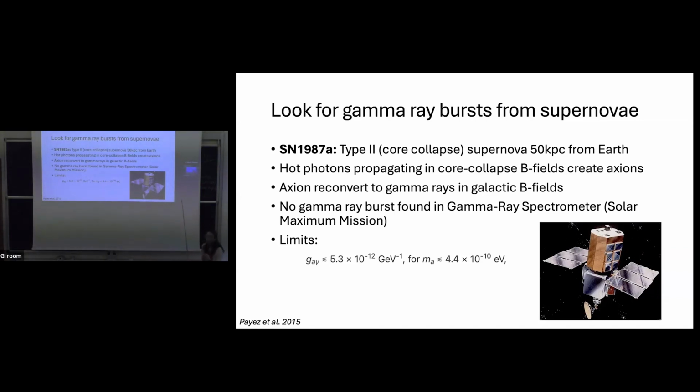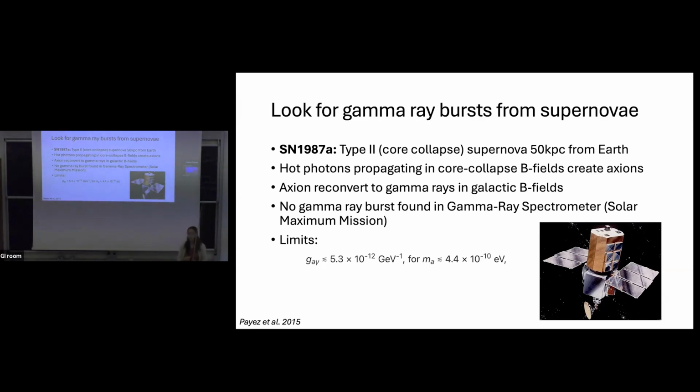Okay, and so when the supernova went off, there did happen to be a gamma ray telescope that was operating. This is the Solar Maximum mission. It was built to look for various solar effects, like flares and things like that. But it was operating, and so it was able to take data when the supernova went off. And by not seeing a gamma ray burst, you can place limits on the axion-photon coupling.